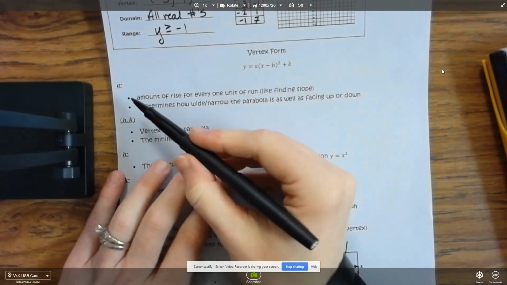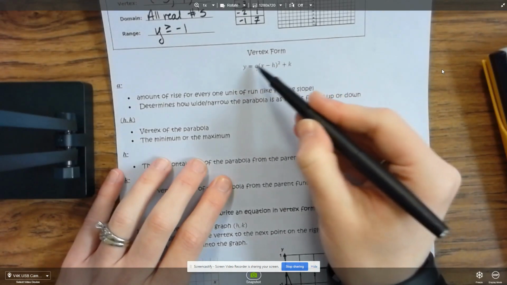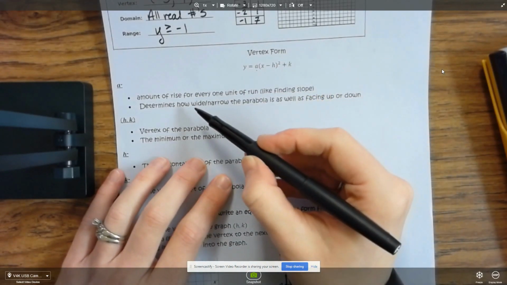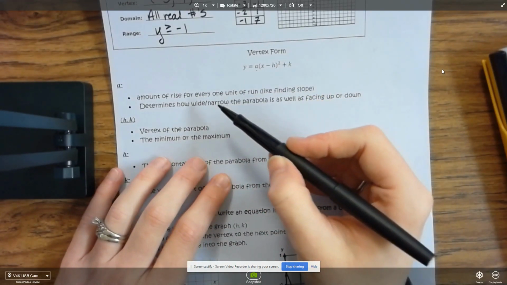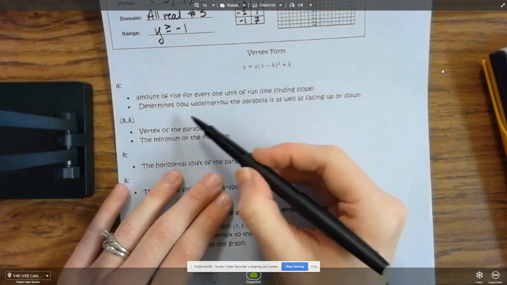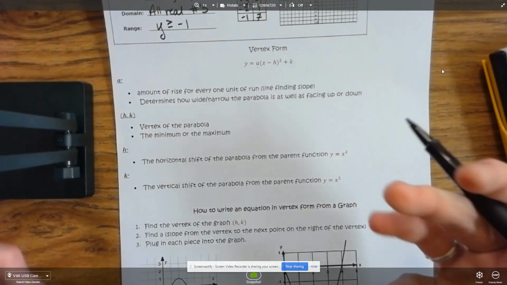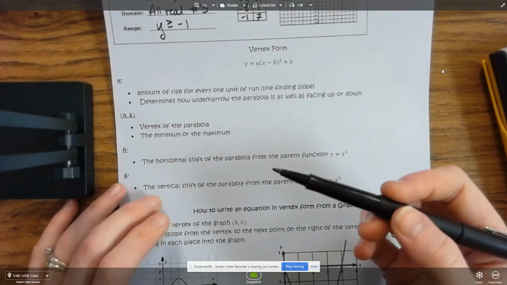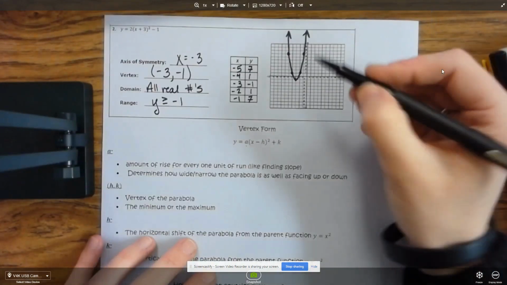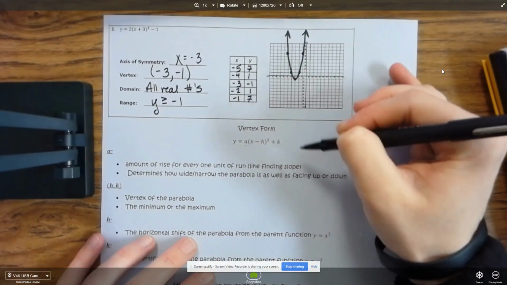So again, in vertex form, whatever number is in front of the parentheses would be an a. This is the amount of rise for every 1 unit of run. It's like finding your slope. It also determines how wide or narrow the parabola is, as well as facing up or down. So remember, if it's a positive number, it's going to be a smile. If it's a negative number, it's going to be a frown.